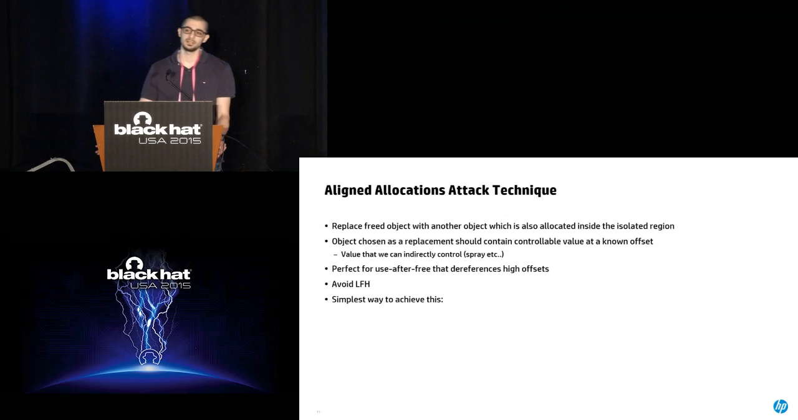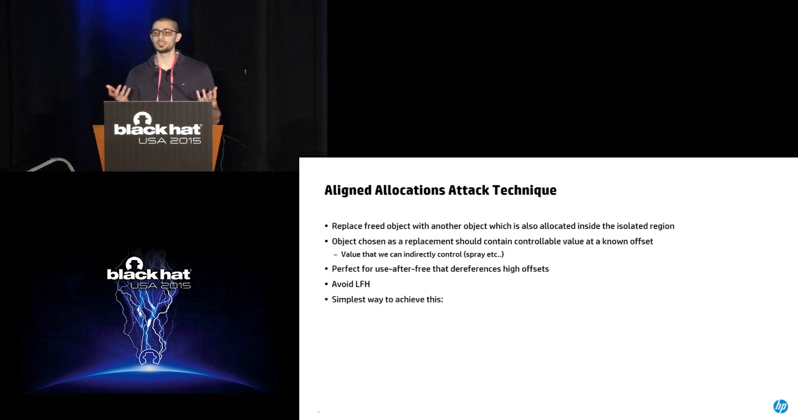This attack technique is very useful when you have a use after free condition where the bug is dereferencing a high offset. So the only challenge here is just to choose something to replace the freed object with, something that contains specific values at high offsets that the attacker can control directly or indirectly via spray or anything like that. In order to have a successful aligned allocation attack, an attacker should avoid the low fragmentation heap. The reason for that is that we're probably going to be allocating objects of different sizes, so we don't want to end up allocating on a different bucket.